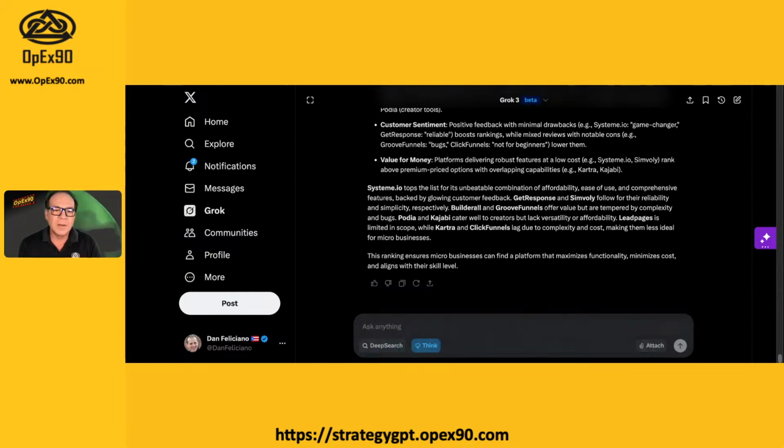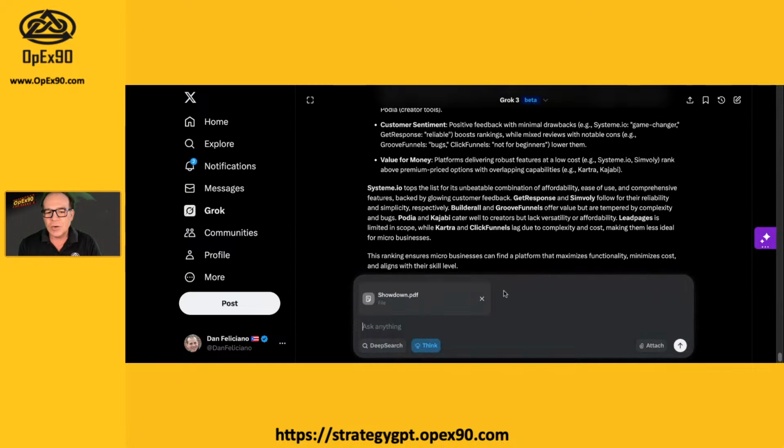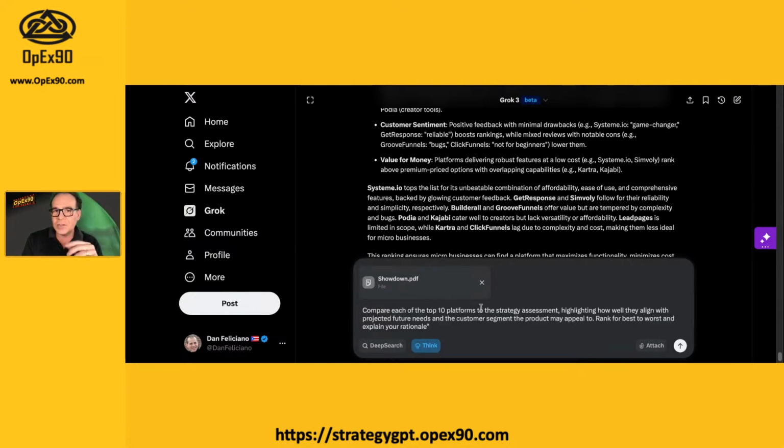So I'm going to use the Showdown. I call it a Showdown document. And what I'm going to do is I'm going to share with you one of the prompts that I wrote here, right? So what I'm having it do here, you'll see I'm going to put it right into Grok. This is kind of cool, right? This, again, this is using the strategy document, right?